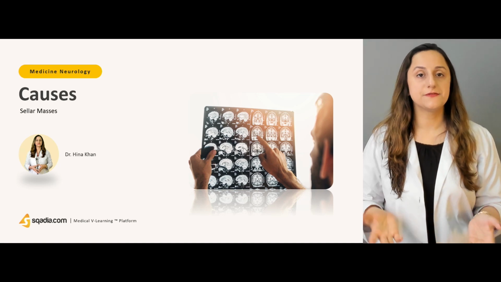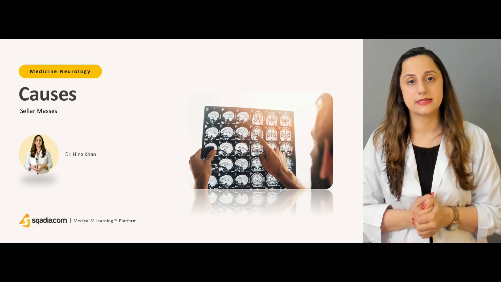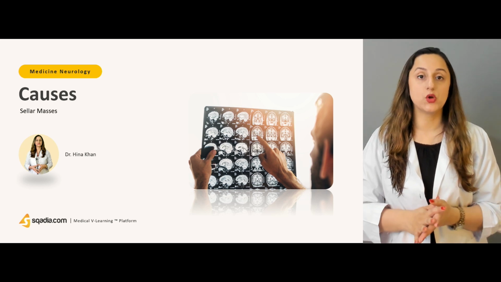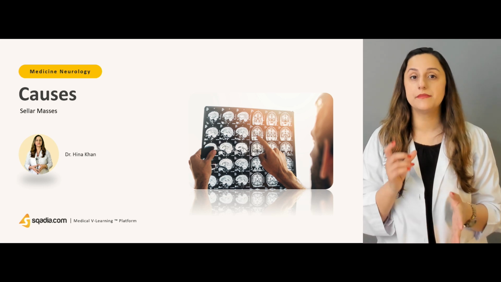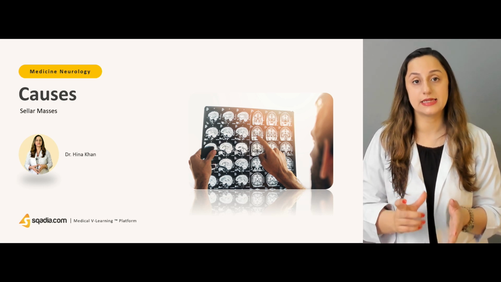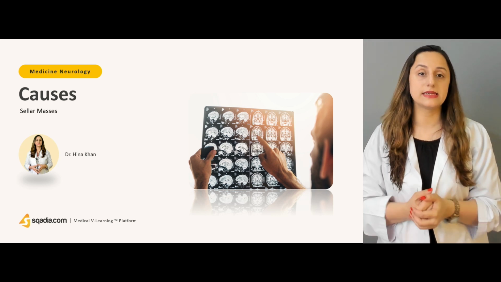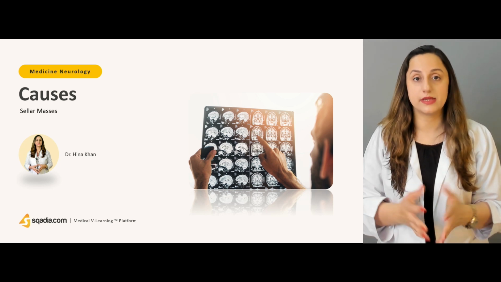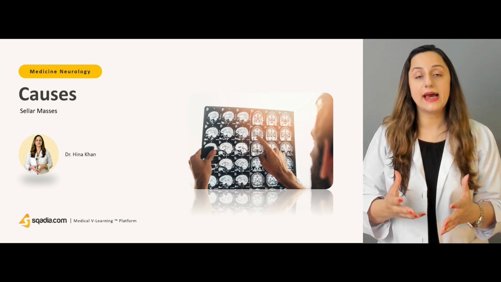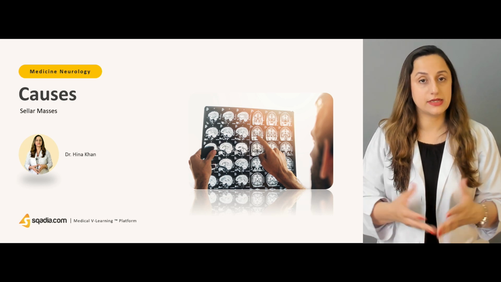Now, what are the causative factors that can result in these particular sellar masses? Obviously, there can be a lot of congenital conditions that can give rise to these mass-like lesions present in this area of the sella turcica. On the other hand, it can be localized tumors that arise in this area. Moreover, we can have metastatic tumors that can move on to these areas.